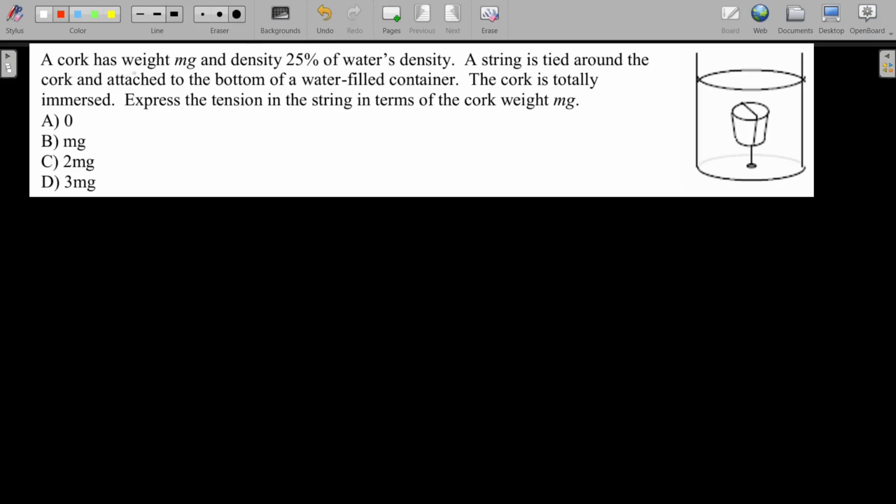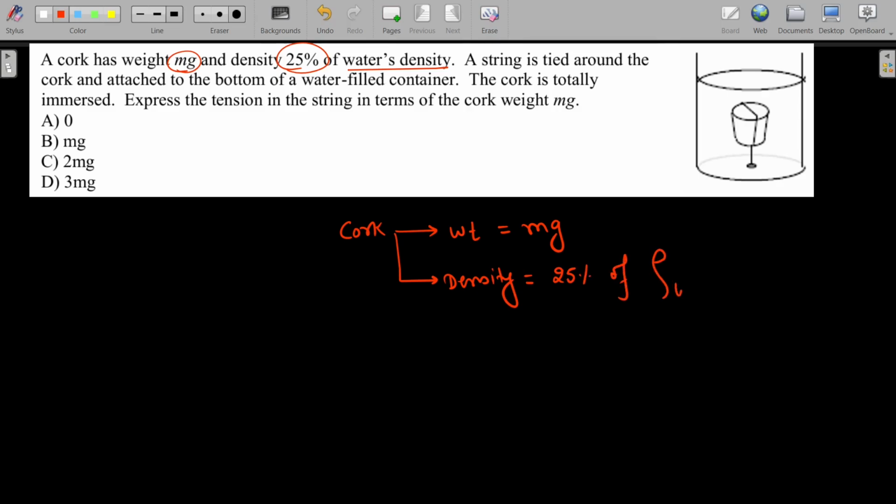This question says a cork has weight mg and density 25% of water's density. So we have a cork, the weight of this cork is mg, and the density of this cork is 25% of water density. We can indicate rho water, or we can say this is 1 by 4th of density of water. We can say the density of cork is 1 by 4th of density of water.